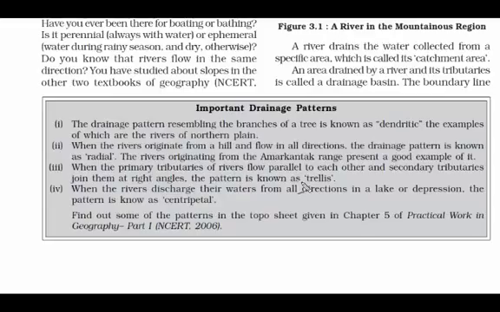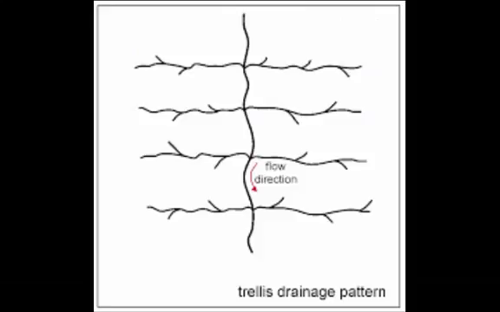The third type of drainage pattern is called the trellis. Trellis is when the primary tributaries of rivers flow parallel to each other, and then the secondary tributaries which come out of these primary tributaries form right angles. The pattern is known as trellis.